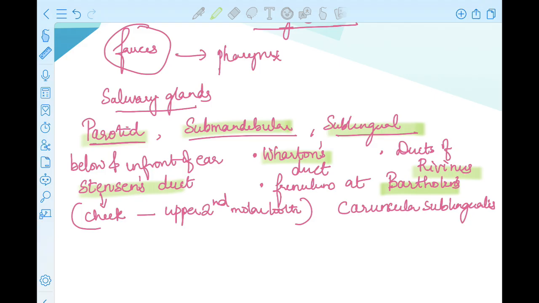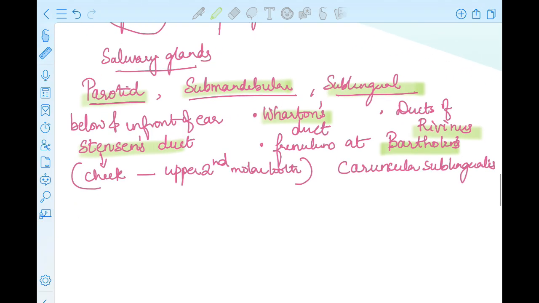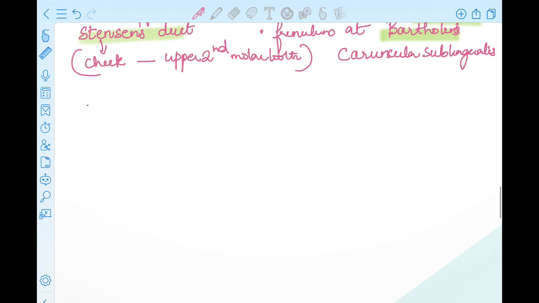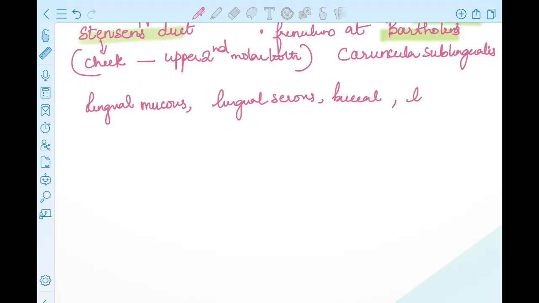We have also got various minor salivary glands. Various minor salivary glands are present, like the lingual mucous glands, then the lingual serous glands, the buccal glands, as well as the labial glands. And also one more thing, sorry I forgot, that is the palatal gland.